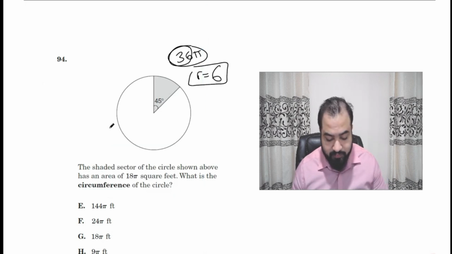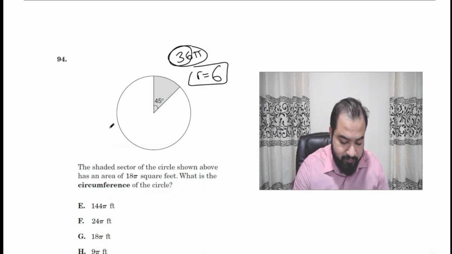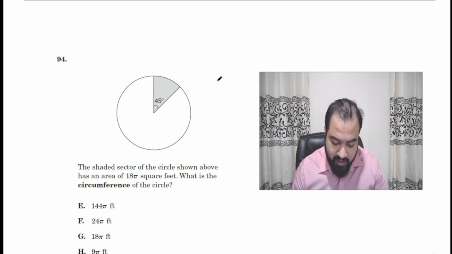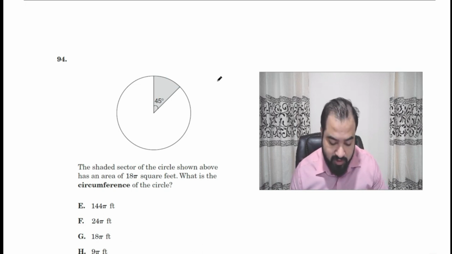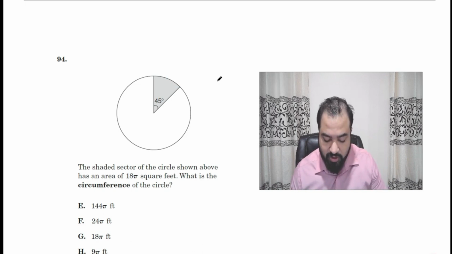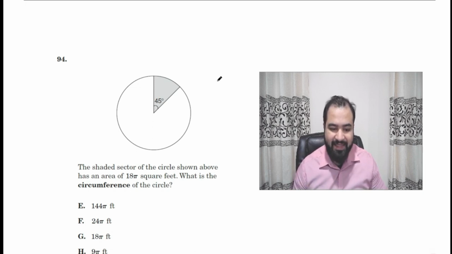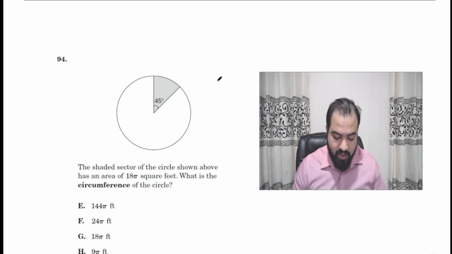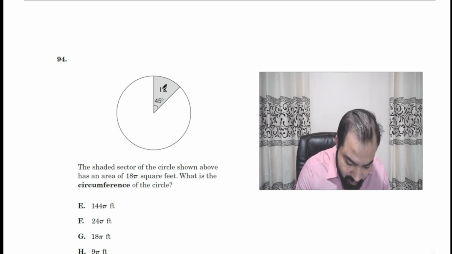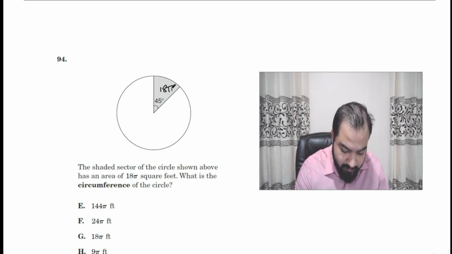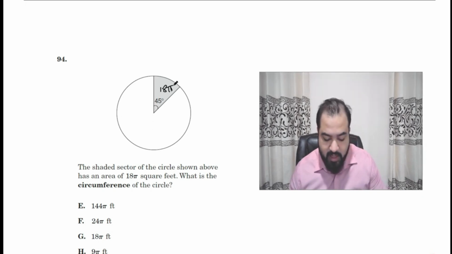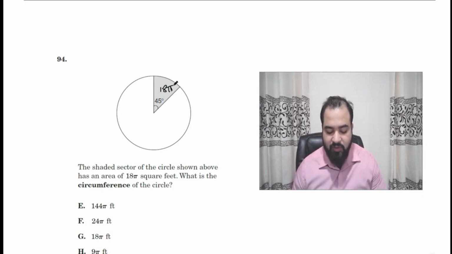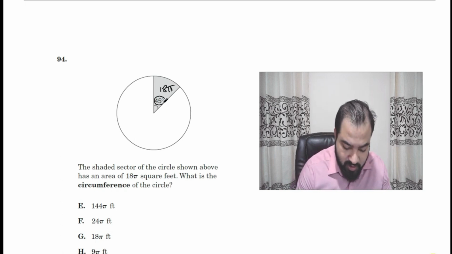So now let's see here. They said, question number 94, the shaded sector of the circle shown above has an area of 18 pi square feet. So just this shaded part is 18 pi. And what is the circumference of the whole circle, the big circle? So now this shaded part is showing that it's 45 degrees.